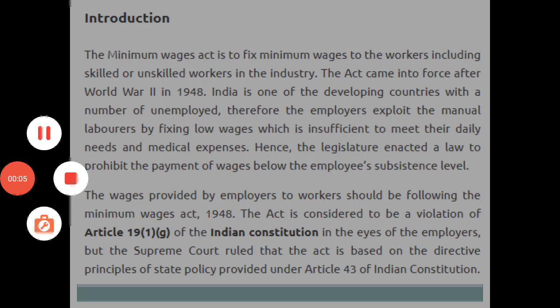The act is considered to be a violation of Article 19(1)(g) of the Indian Constitution in the eyes of the employers, but the Supreme Court ruled that the act is based on the directive principle of state policy provided under Article 43 of the Indian Constitution. See, when we consider minimum wages, what minimum wages means or why this act is passed.